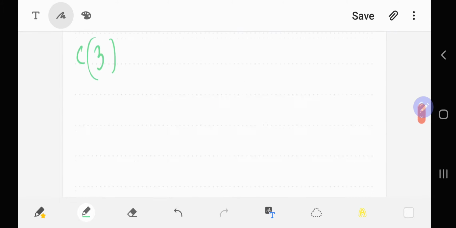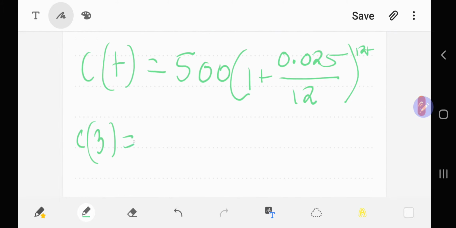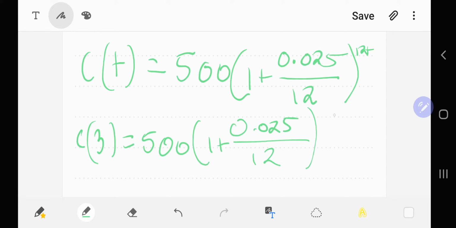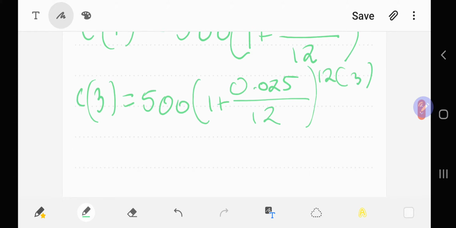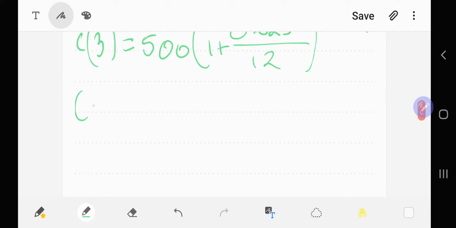that's what we're substituting t for, equals 500 times 1 plus 0.0 divided by 12, times 12 times 3. Let's start simplifying. Use your order of operations, PEMDAS. Make sure you're doing this properly, because if you mess up and put it into your calculator incorrectly, you will have different numbers. C of 3.